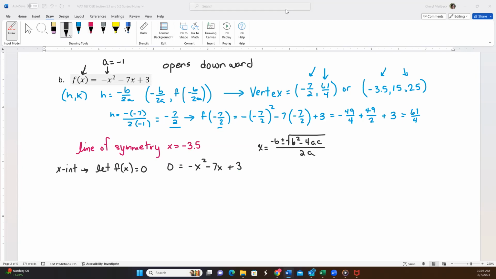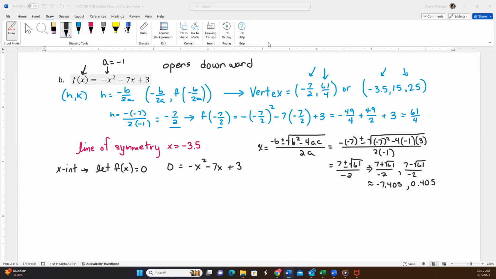Pause the video and give it a try. Using the quadratic formula, inside your square root you should get the number 61, because you have 49, and this will wind up being plus 12 because it's minus a negative 12, really. So 49 plus 12 is 61. Out here we have a positive 7, and we're dividing by a negative 2. So the two solutions are 7 plus the square root of 61 over negative 2, and 7 minus the square root of 61 over negative 2, giving us negative 7.405 and 0.405.